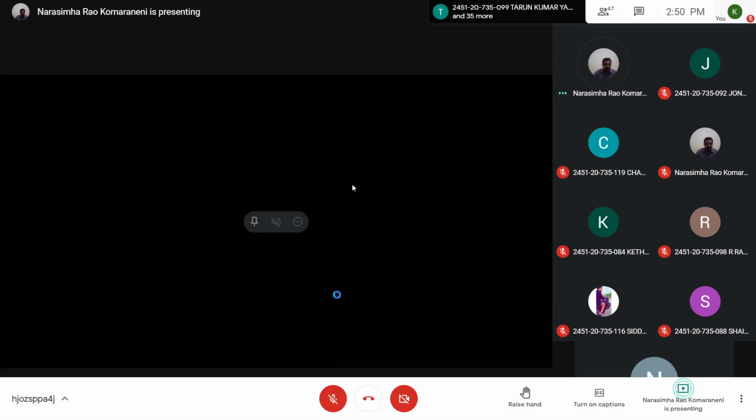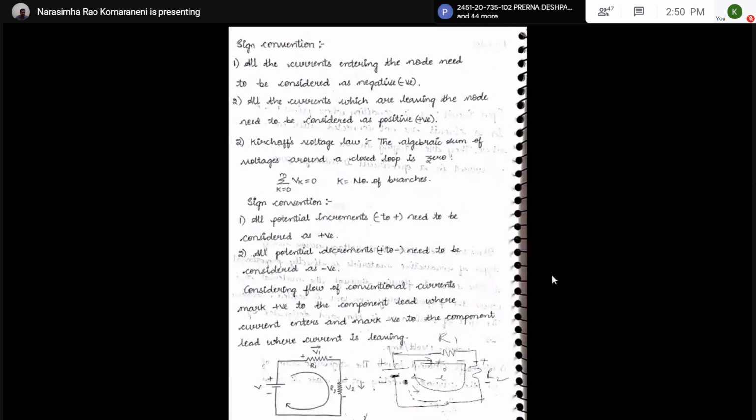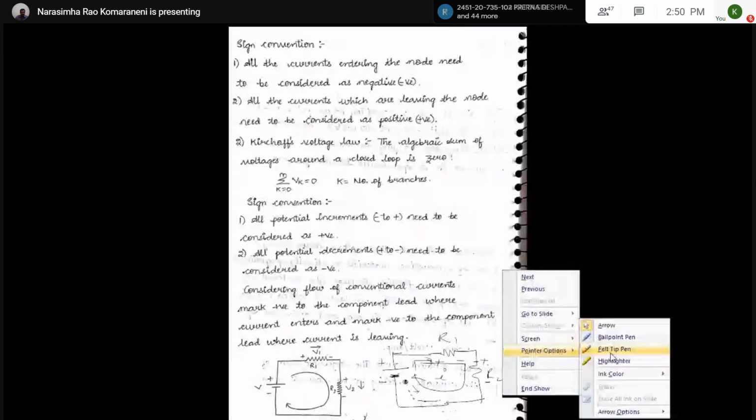See here. So in the given circuit, if you see here, now can anybody answer? What is the... see here?